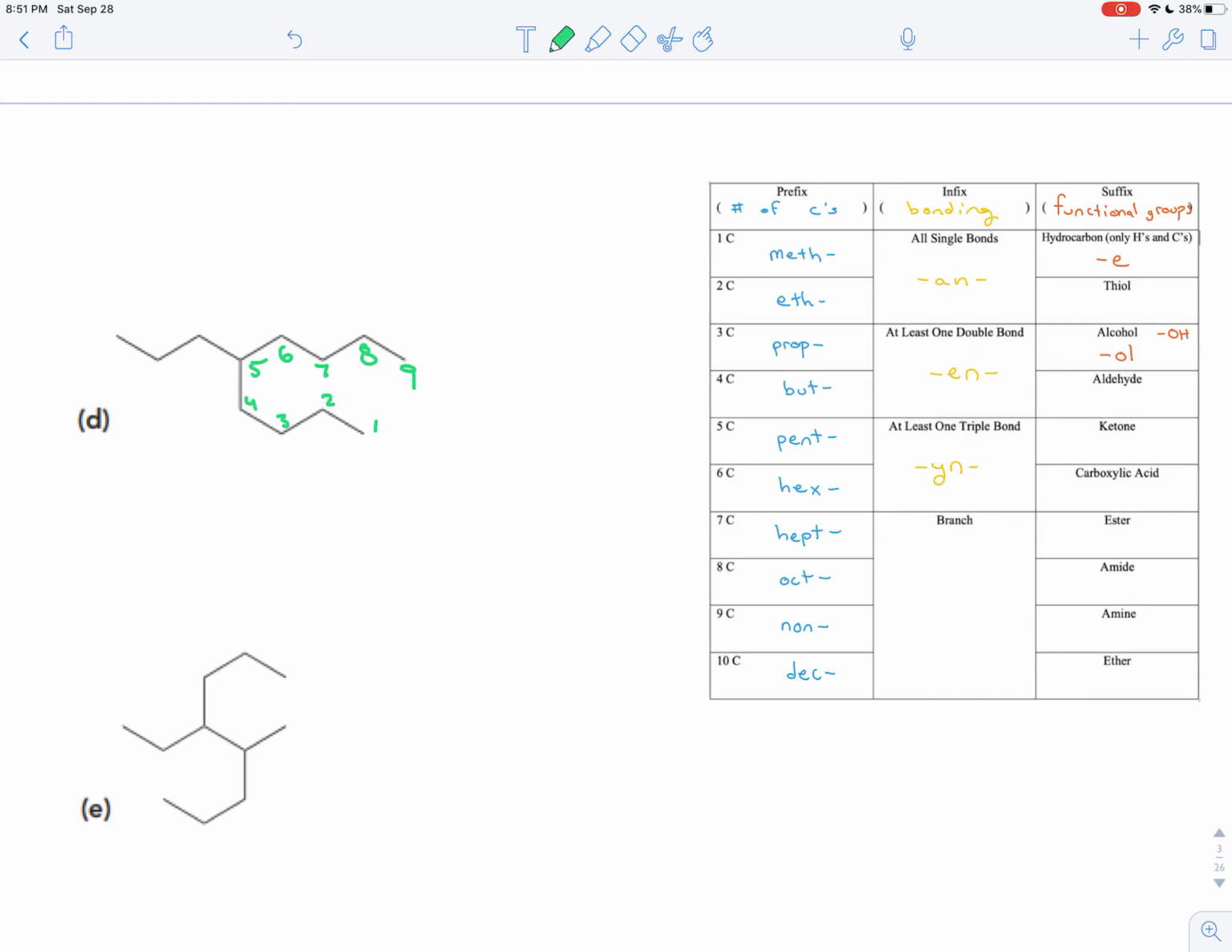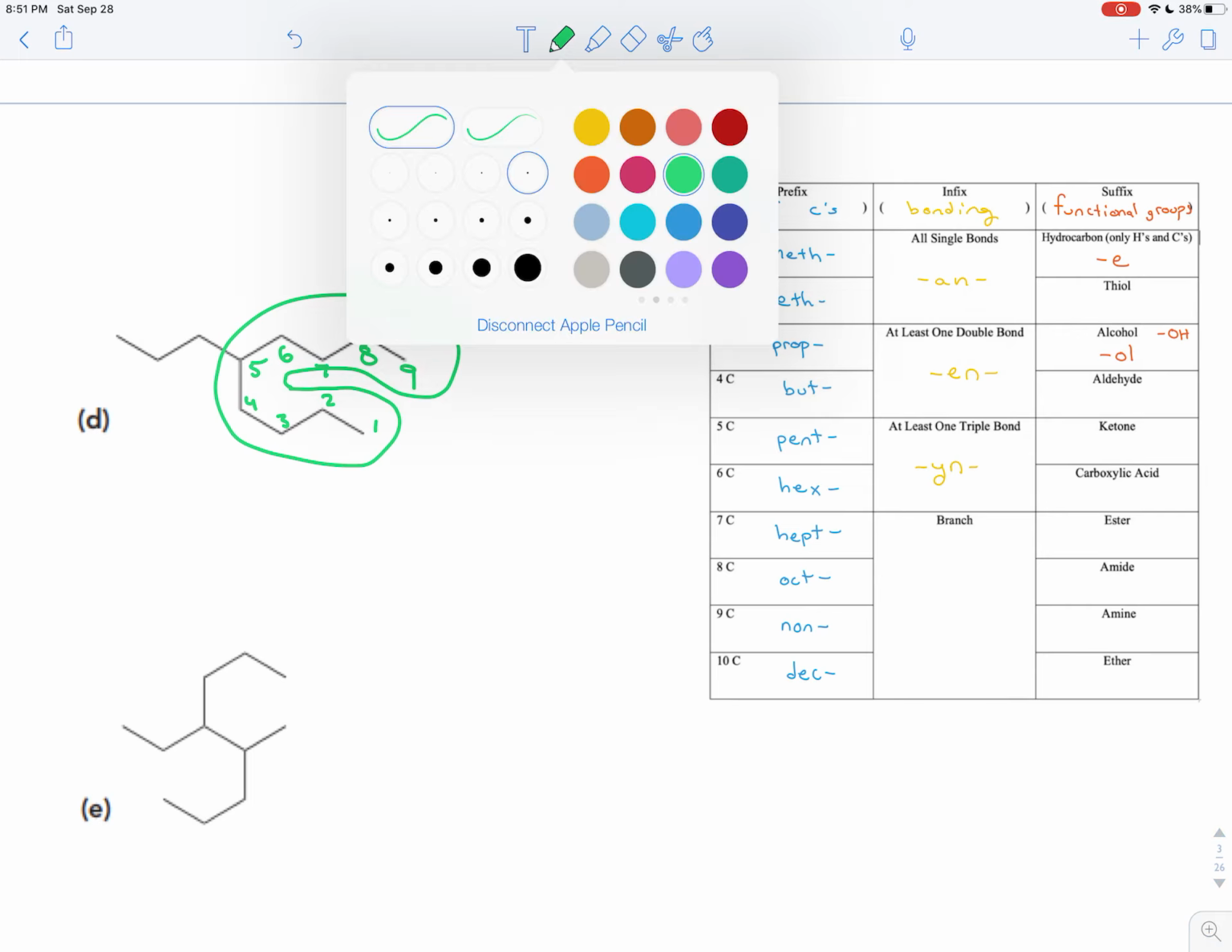So I'm going to circle that. I would encourage you all to always circle the backbone so it really stands out from the rest of the molecule. So we'll learn how to name these branches later. For this exercise, let's just name the backbone. We have 9 carbons there.